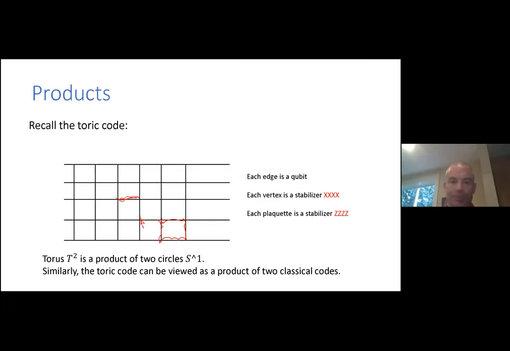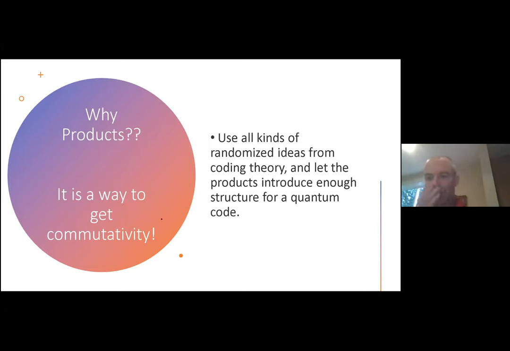And this is the idea that I want to talk about, that products are a key way to build codes. This idea of products is very useful, and I'm going to talk about increasing generalizations of products. It's very useful because it's a way to get commutativity. If you start with, say, some classical codes, which you might construct in some completely unstructured way, perhaps using some randomized techniques, then the product is a way of introducing enough structure into your construction to ensure that your stabilizers commute. So you have this tension between two things, this randomness that you can introduce at one level, and then this structure that you need for stabilizers to commute, and the products are what can give you that necessary structure.